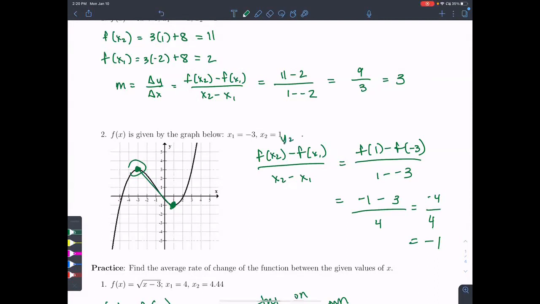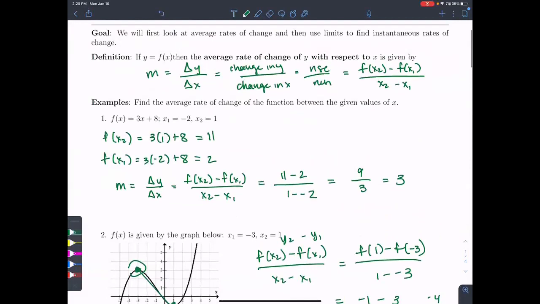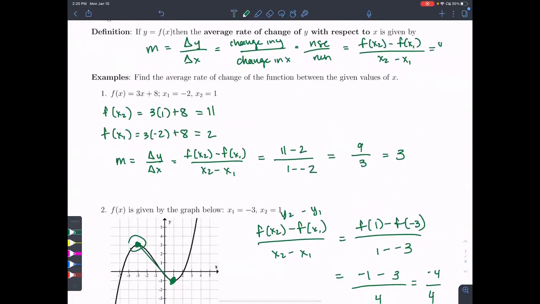This is y2 minus y1 over x2 minus x1. Did I write that anywhere? No. y2 minus y1 over x2 minus x1.